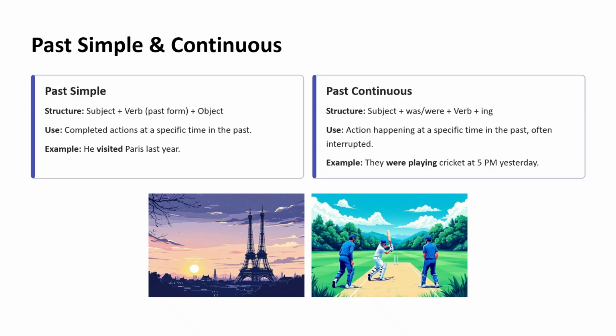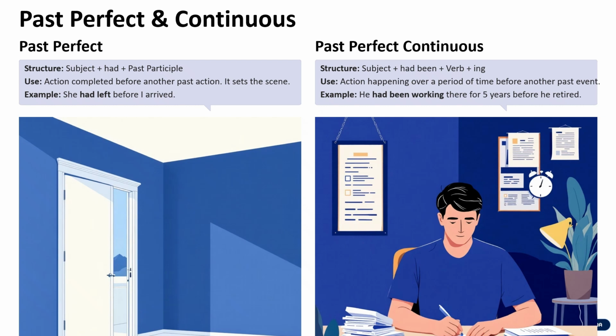Simple past. We use it for completed actions in the past. Example: I visited Cox's Bazaar last year. Past continuous. We use it for actions happening at a specific time in the past. Example: I was watching TV when my friend called me.